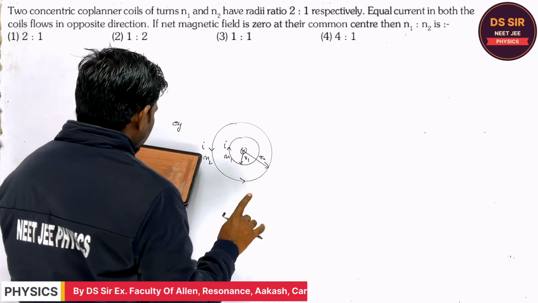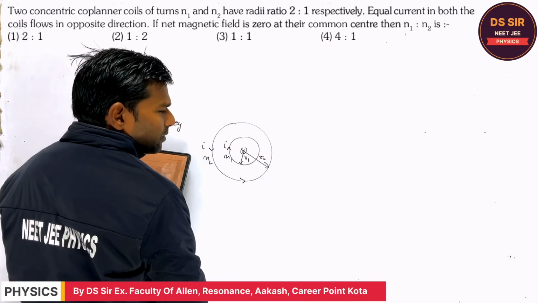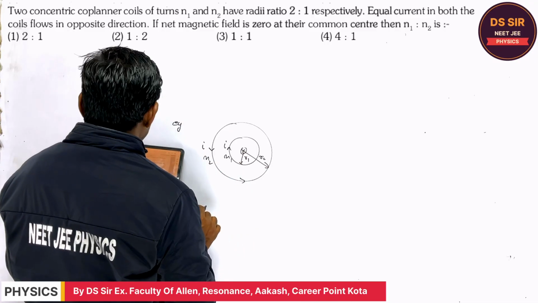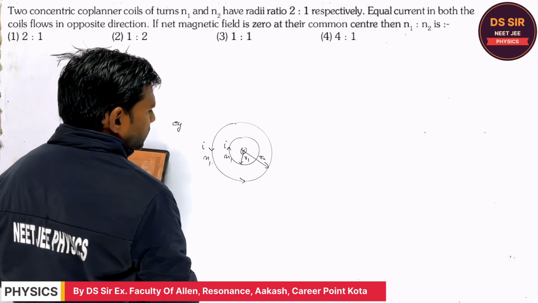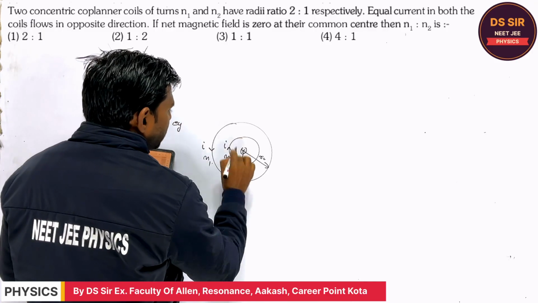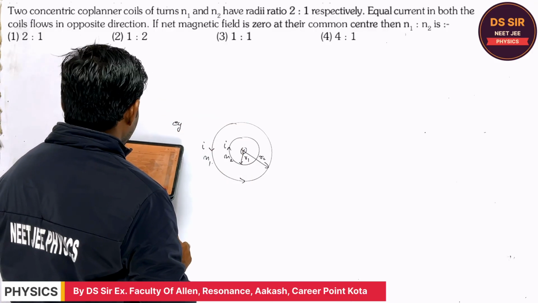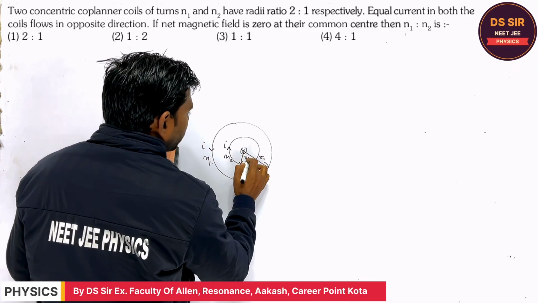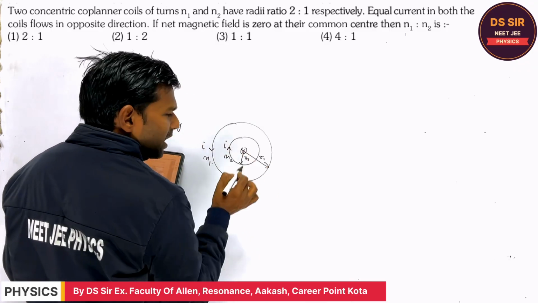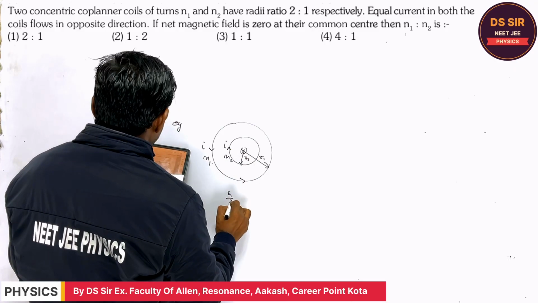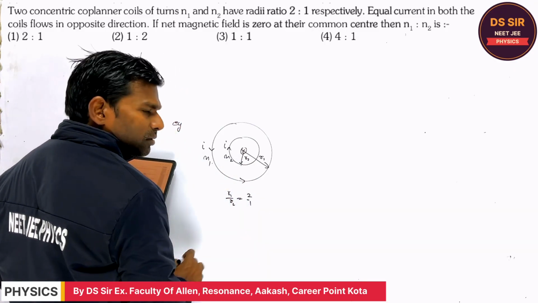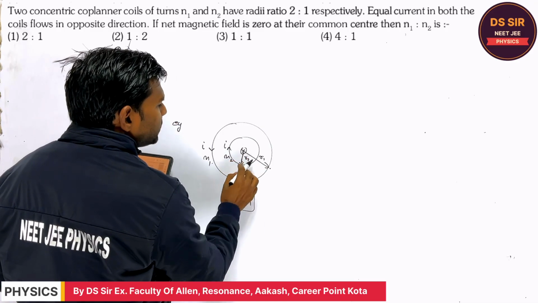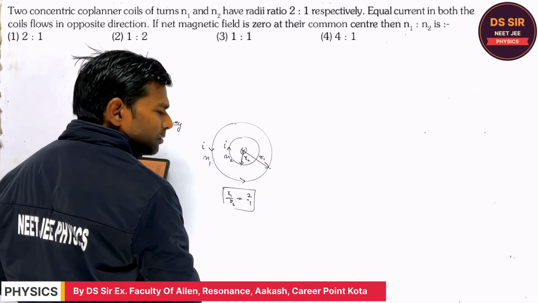Wait for one minute. The ratio of the radii is 2:1. It means, and the numbers of turns are N1 and N2. So assume this is the radius R1 and R2, because R1 upon R2 is 2:1. So R1 radius is big, right? And R2 radius is less. Is it clear or not?